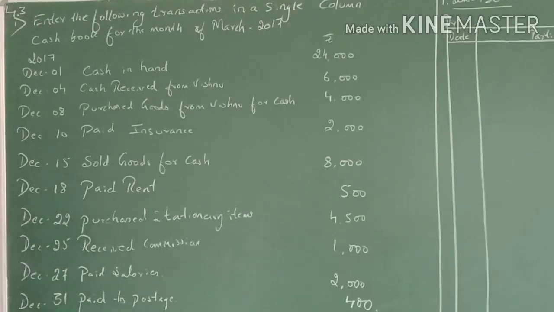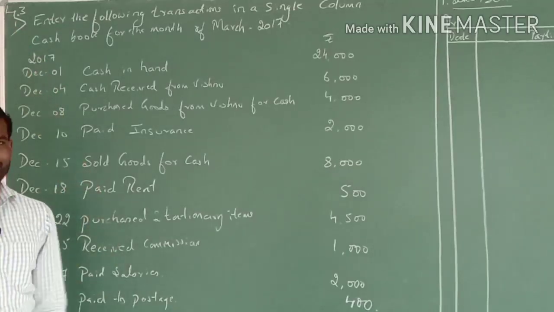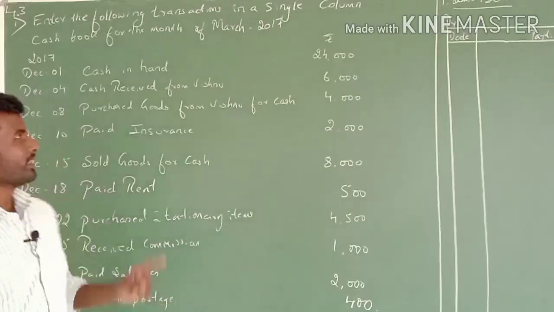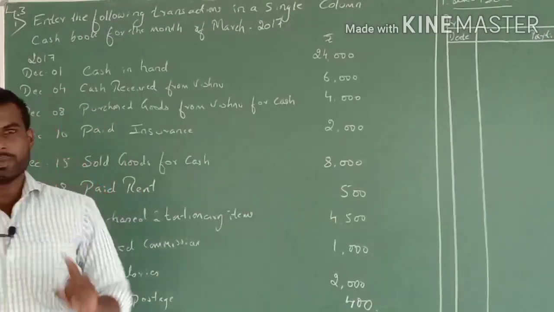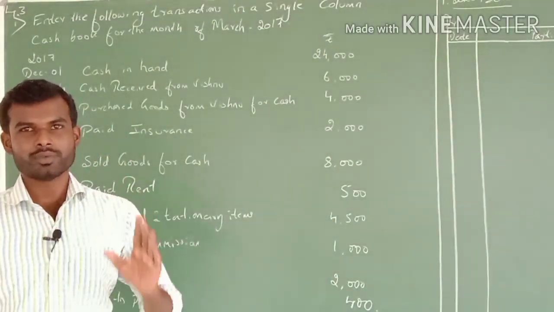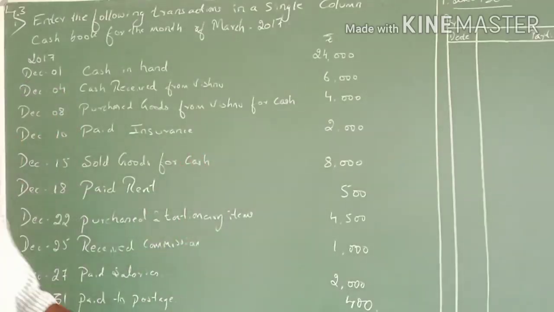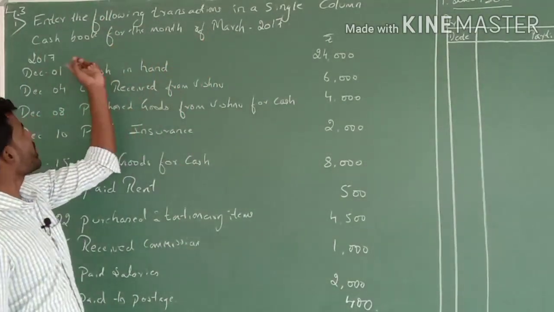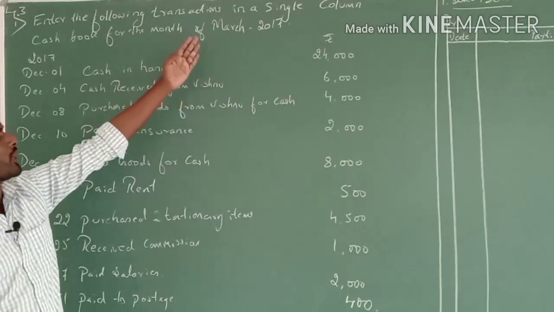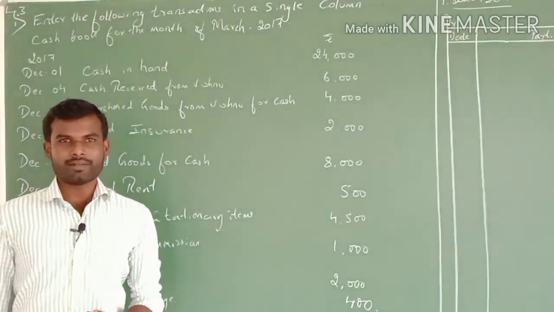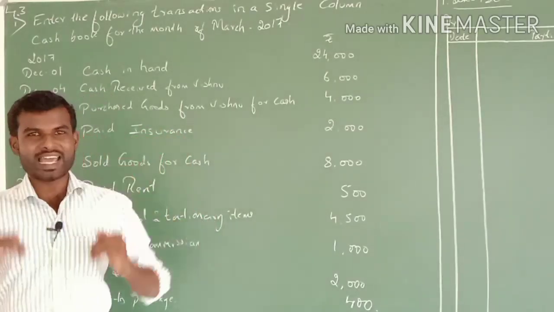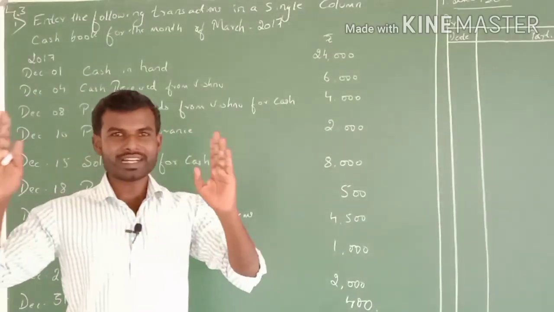Hi students, in the classwork book you need to go to page number 4.3, the first problem under the simple cash book. In the 4.3 first problem, take a pencil and mark down the points we discuss. See here: enter the following transactions in a single column cash book for the month of March 2017. They have given a few transactions, which should be recorded in the cash book.